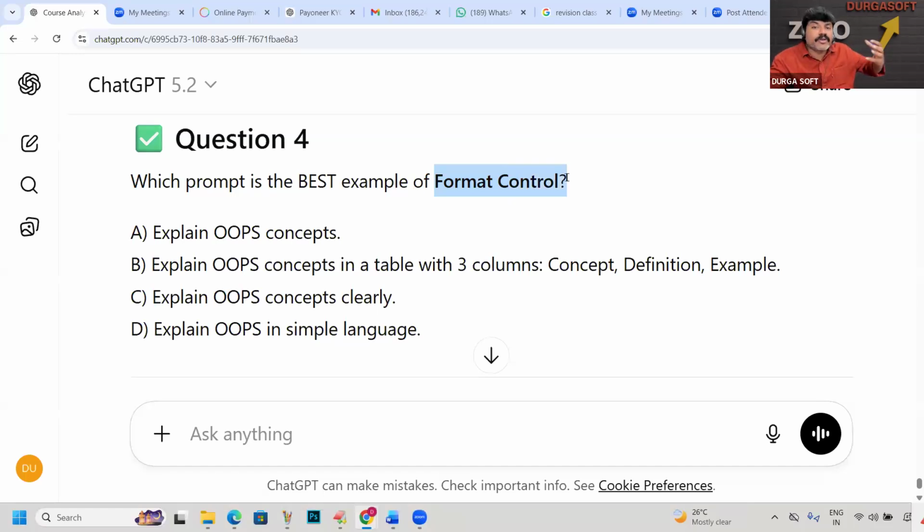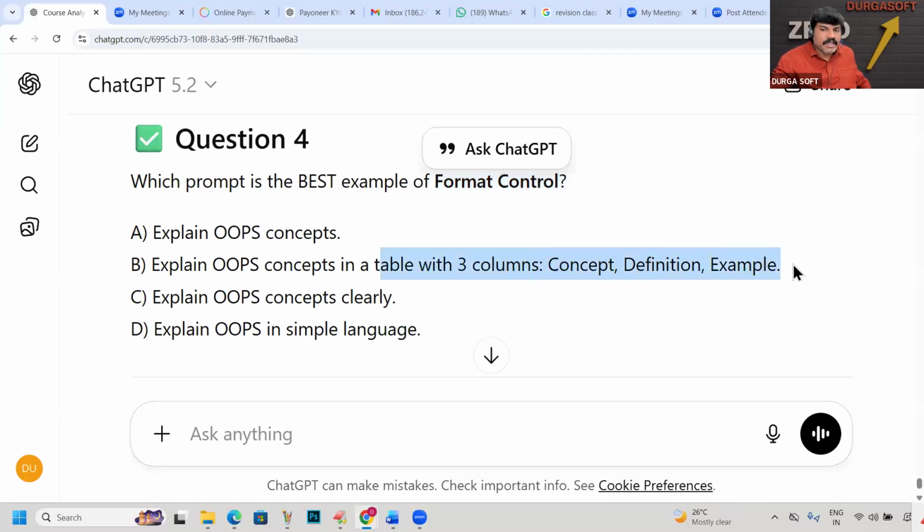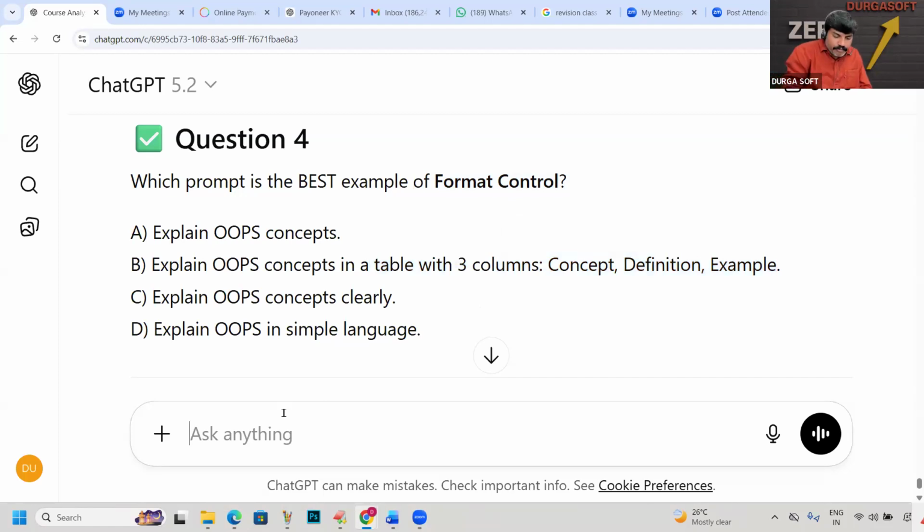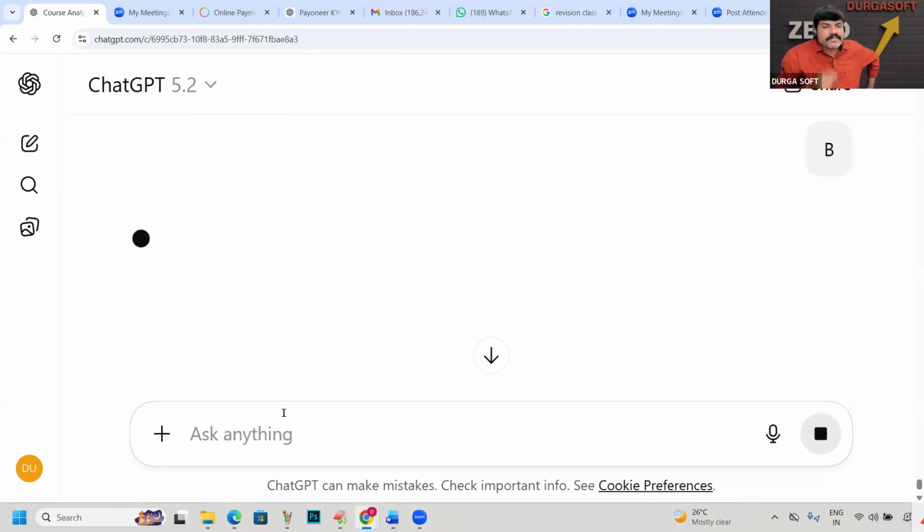What is the reason? That is format control. We are clearly telling in which table format we are going to get the output. We call that structured output, format control. Format means in which format we require the output. Okay, sir. In a table form with 3 columns: concept, definition, and example. Structured output, format control, output structure, everything is the same. So B is the answer.